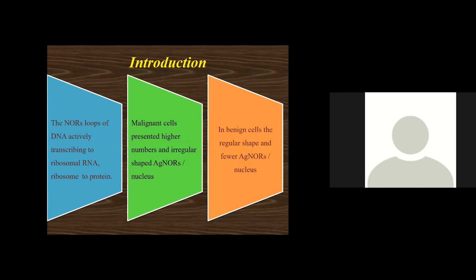Okay, and while the AgNORs, these are the loops of DNA which are actively transcribing to ribosomal RNA and ultimately to protein. So the malignant cells presented higher numbers as well as irregular shaped AgNORs per nucleus, while in benign cells the regular shape and fewer AgNORs per nucleus were there. Next.